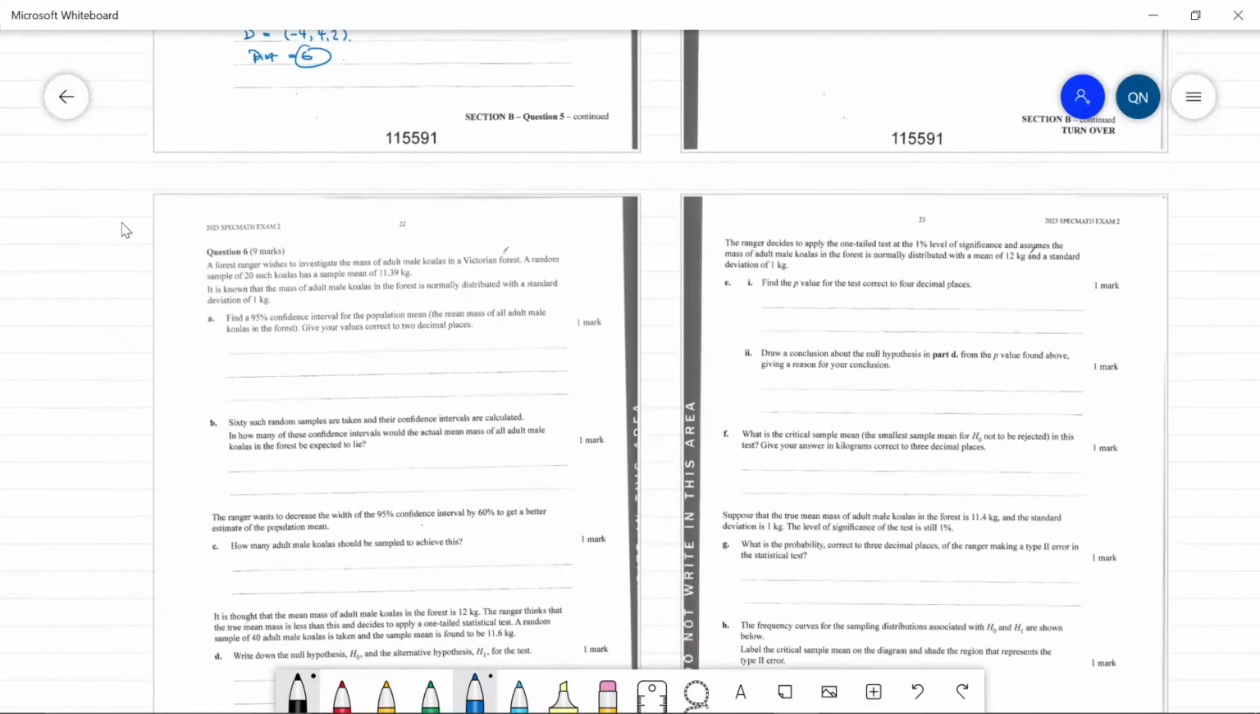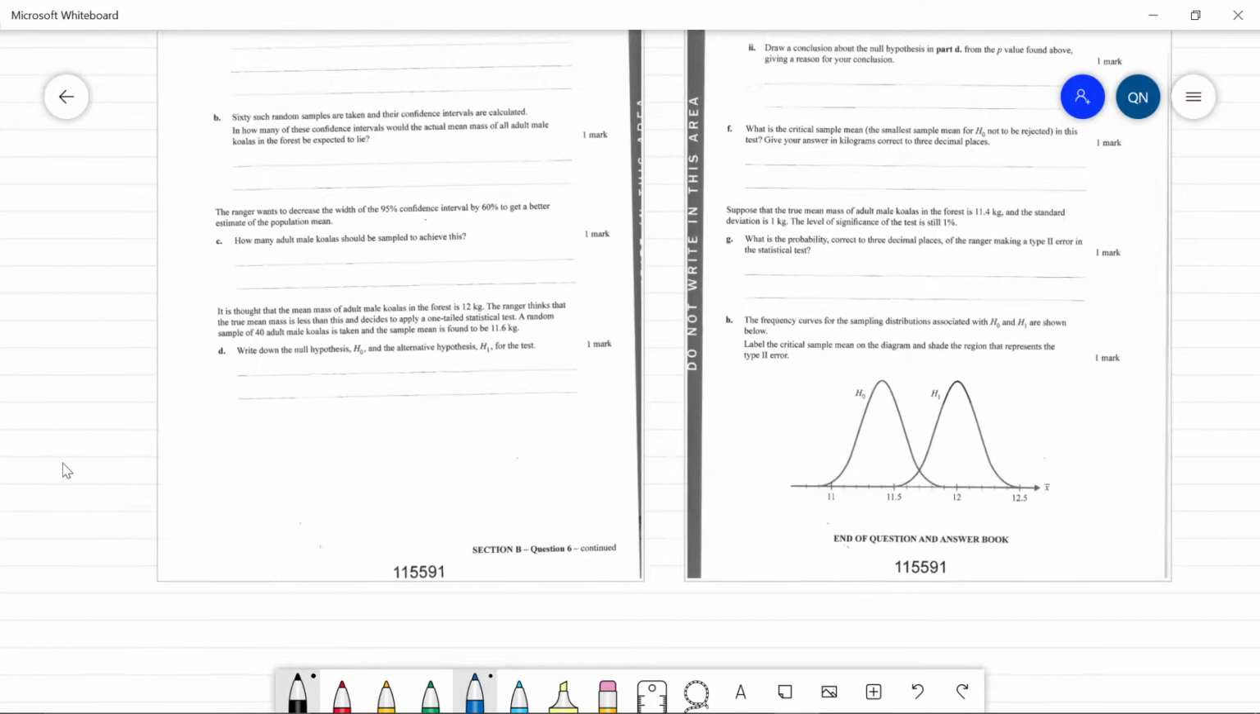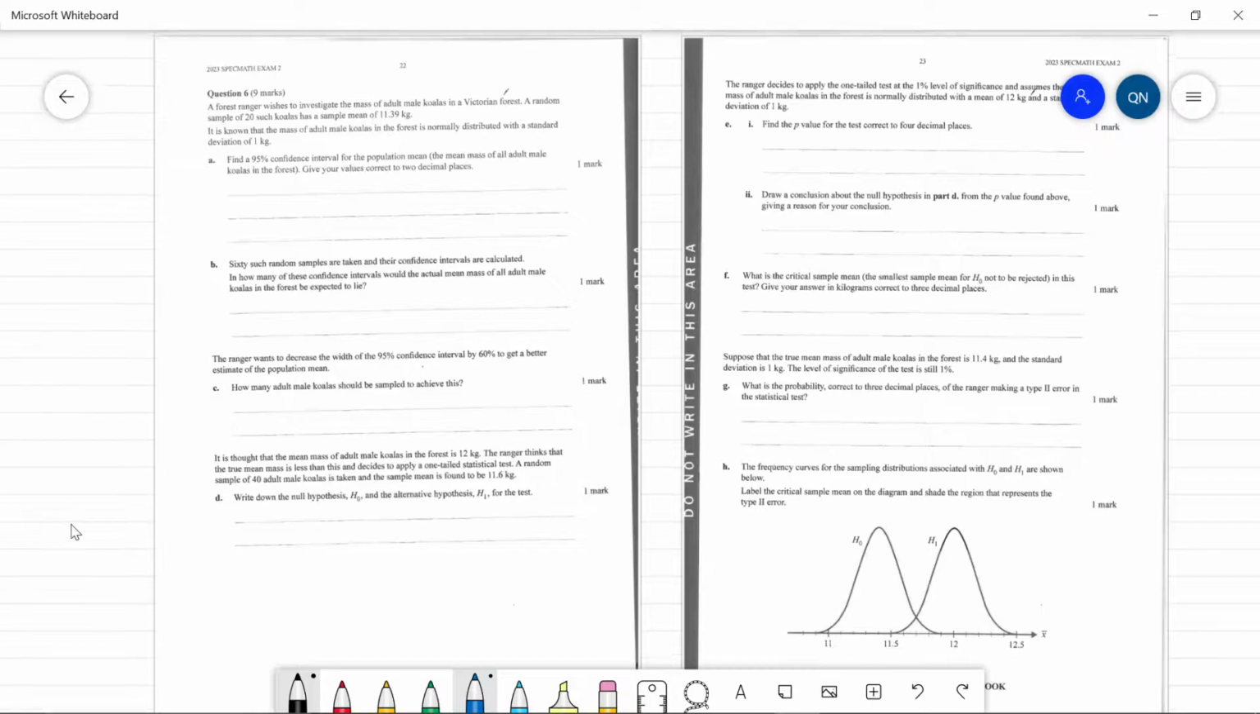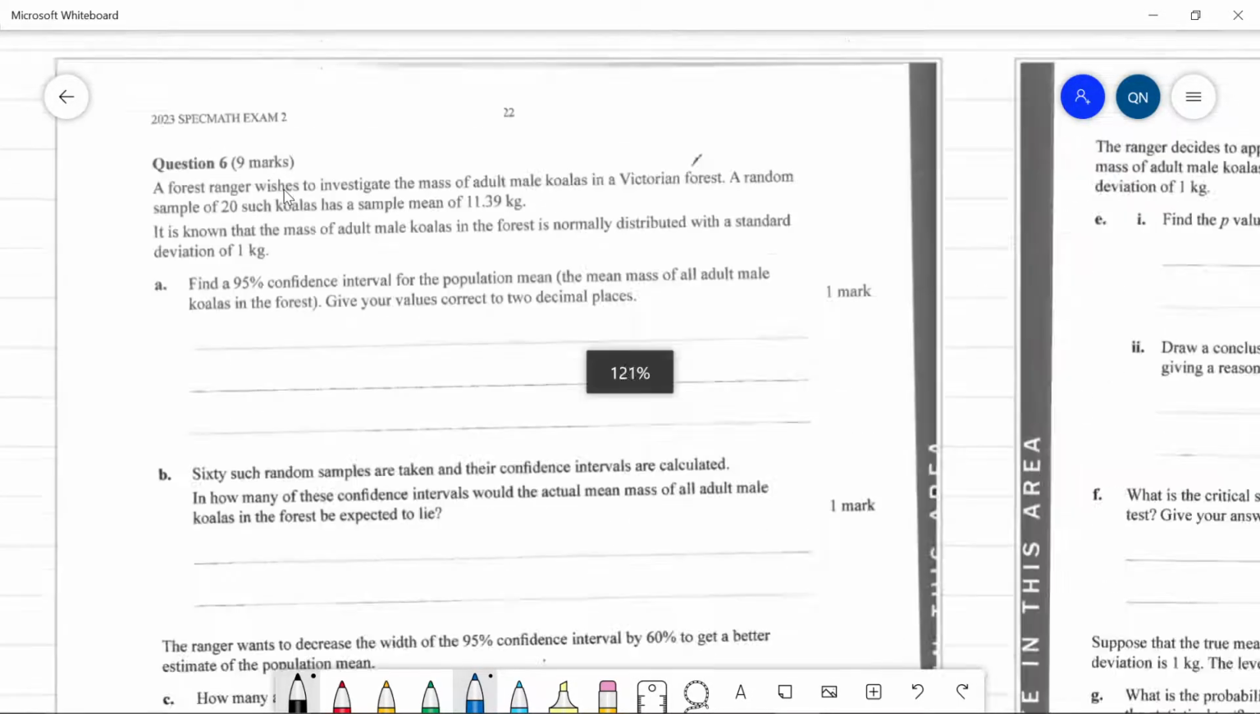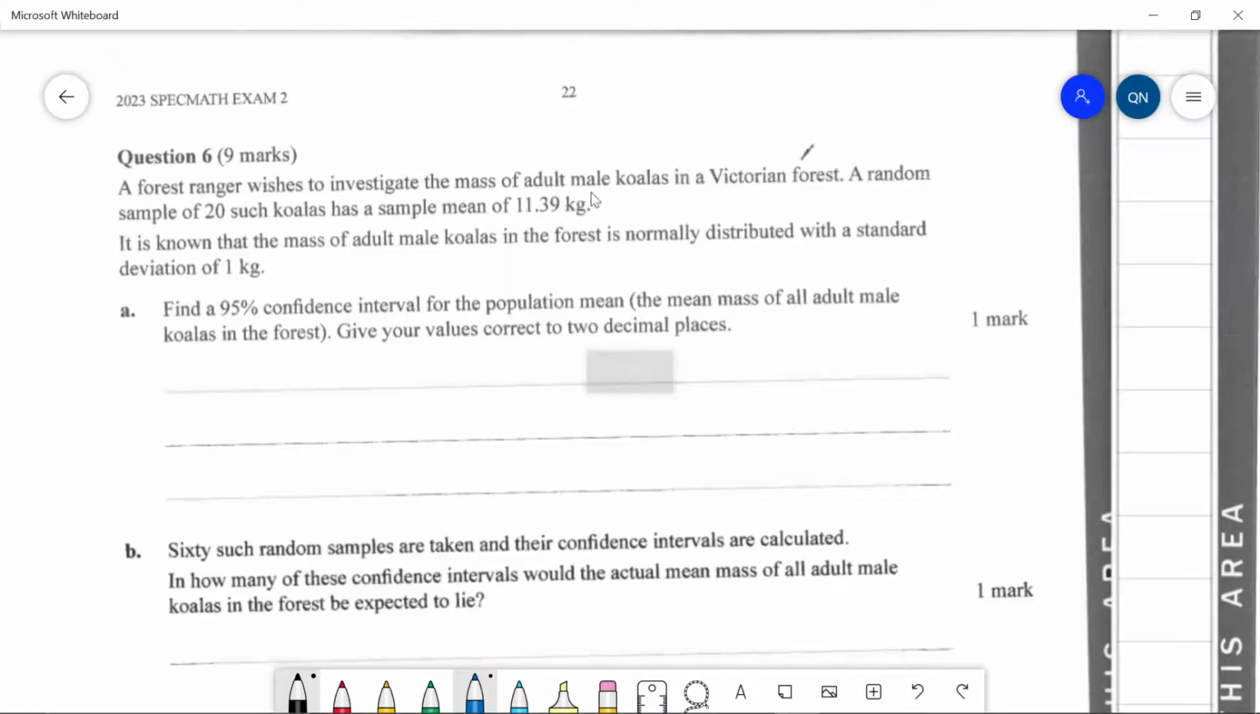Right, question 6, final question. Bit of type 2 error. That looks nice. So let's work through this. A forest ranger wishes to investigate the mass of adult koalas in a forest. A random sample of 20 such koalas. So you've got sample size, sample mean. It is known that the mass of adult male koalas in the forest is normally distributed with standard deviation 1 kilogram. Find the 95% confidence interval for the population mean.